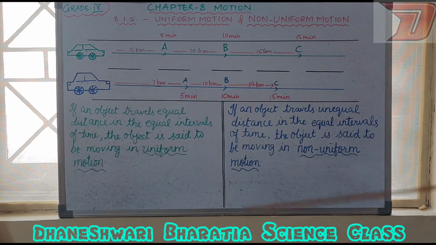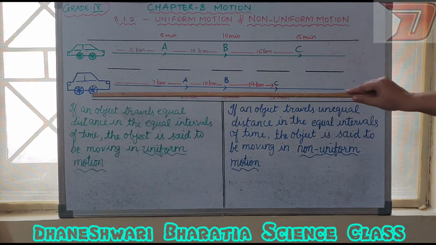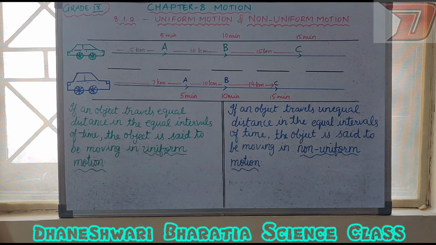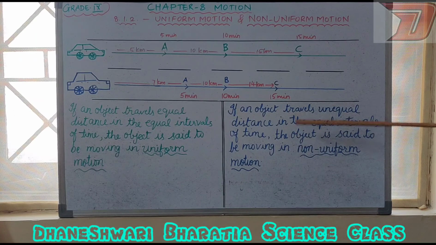So you can note down these two definitions in your textbook. What is the definition of uniform motion? If an object travels equal distance in the equal interval of time, the object is said to be moving in uniform motion. Whereas if the object travels unequal distance, here we can say 7 kilometers, then 3 kilometers, then 4 kilometers, there is no uniformity found in the blue car, isn't it? So this object is moving in non-uniform motion, right?